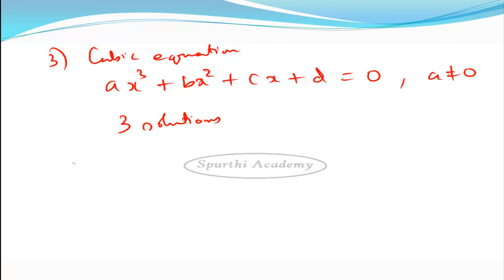Satisfies means, see, for example, if the cubic equation is given like this, ax cube plus bx square plus cx plus d is equal to 0, of course, you think that a, b, c, d are numbers, some numbers. Okay, so then if I say you solved that equation and you got x equal to 2 as one of the roots, means to say what?